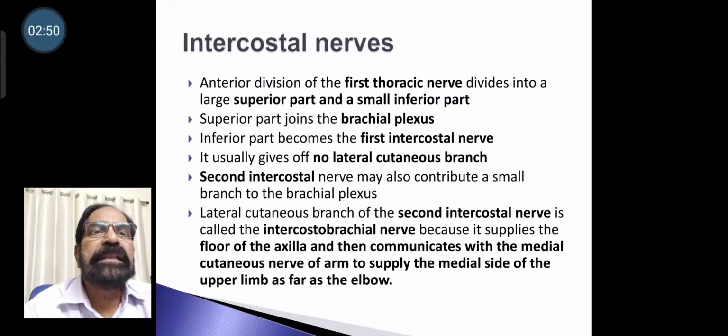The anterior division of the first thoracic nerve divides into a large superior part and a small inferior part. The superior part joins the brachial plexus. The inferior part becomes the first intercostal nerve. It usually gives off no lateral cutaneous branch. The second intercostal nerve may also contribute a small branch to the brachial plexus. The lateral cutaneous branch of the second intercostal nerve is called the intercostobrachial nerve because it supplies the floor of the axilla and then communicates with the medial cutaneous nerve of the arm to supply the medial side of the upper limb as far as the elbow.